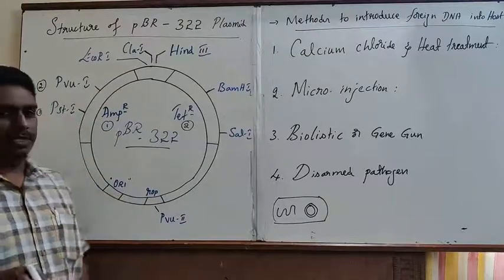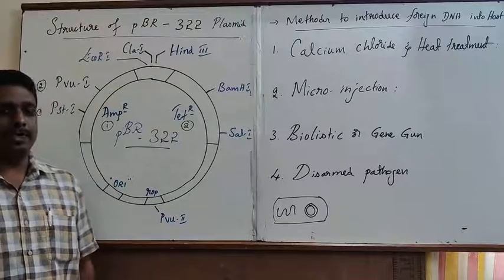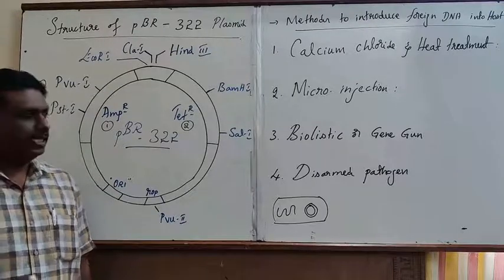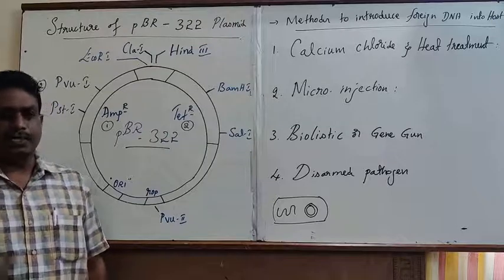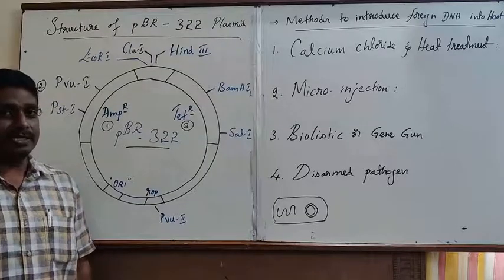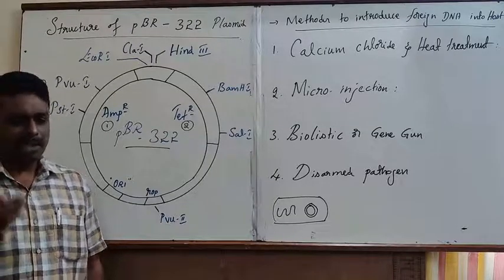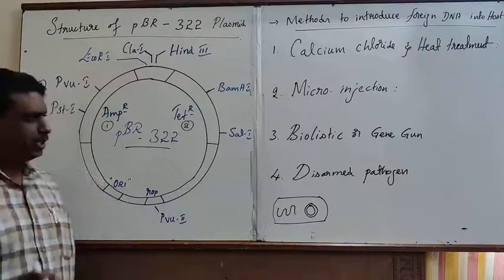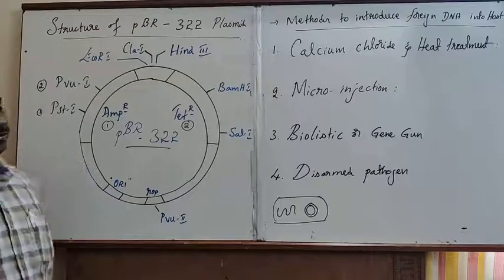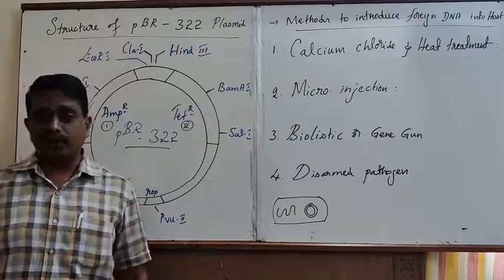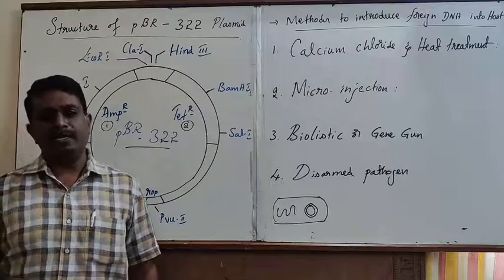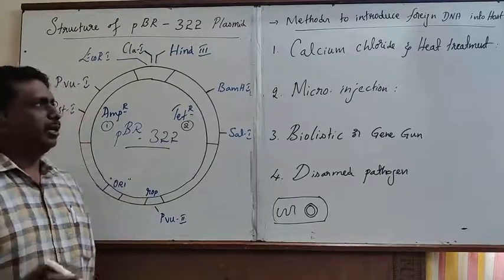In addition to this, the handling of the E. coli bacteria is very easy. In addition to this, we can get quick results under laboratory conditions. Because of all these unique characteristic features, the E. coli is widely used as one of the competent hosts in the recombinant DNA technology.